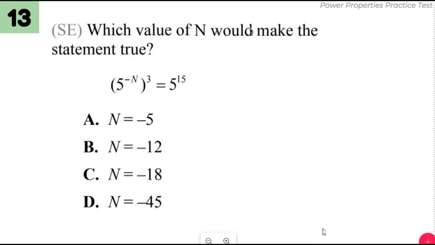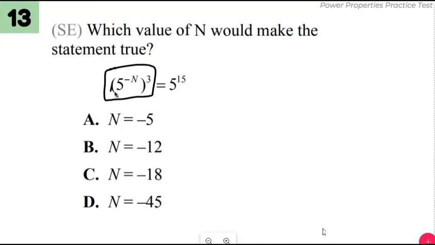13, which value of n would make the statement true? So this is definitely one of those that you have not seen before, but you know everything you need to know to be able to figure it out. Look at this side for just a second. Don't let that n confuse you. Imagine that as a number.